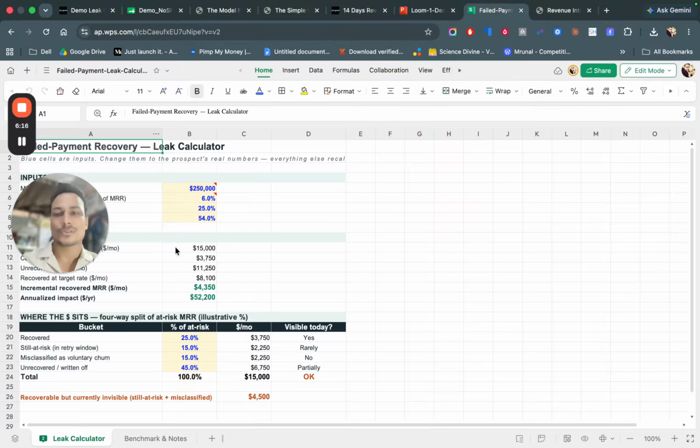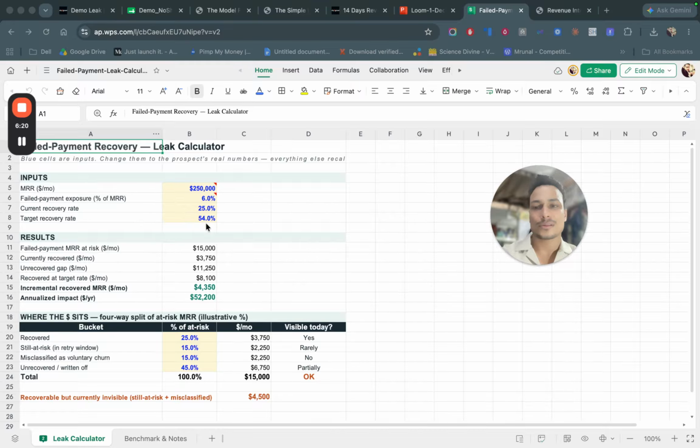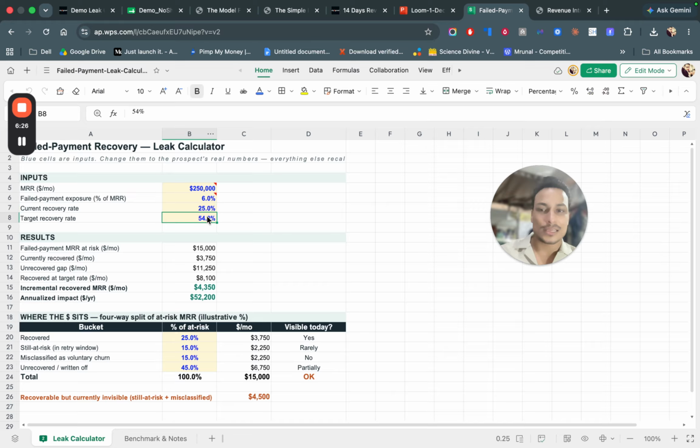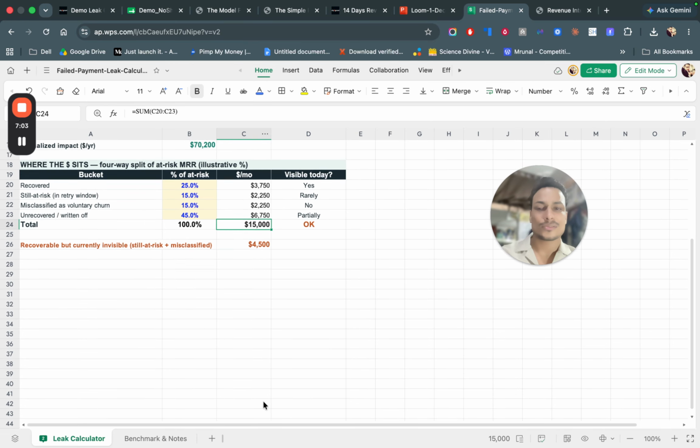Before that, I want to show you a calculator that shows how increasing your recovery rate affects the numbers. Let's take that you are at 25% right now, and we will take it to 64%. Just by taking it to 64%, with failed payment exposure of $15,000, currently recovering $3,750, the annualized impact is $70,200 and incremental is $5,850. So recovered 25%, still at risk in the retry window 15%, and the total 100% is $15,000, but currently invisible, and recovered is $4,500.